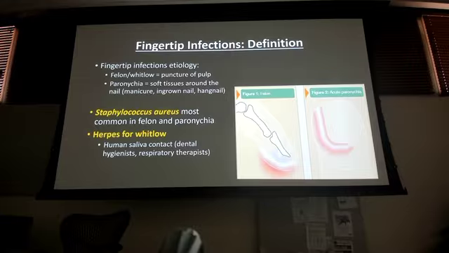Okay, good. Herpetic whitlow? Well, that's a virus, right? Okay. How do you get that? Human saliva contact. Okay. You guys are on it. You know your ID. You know all that stuff.